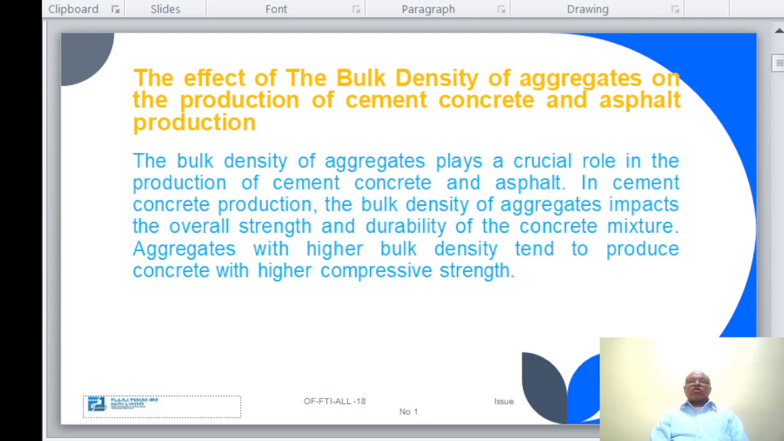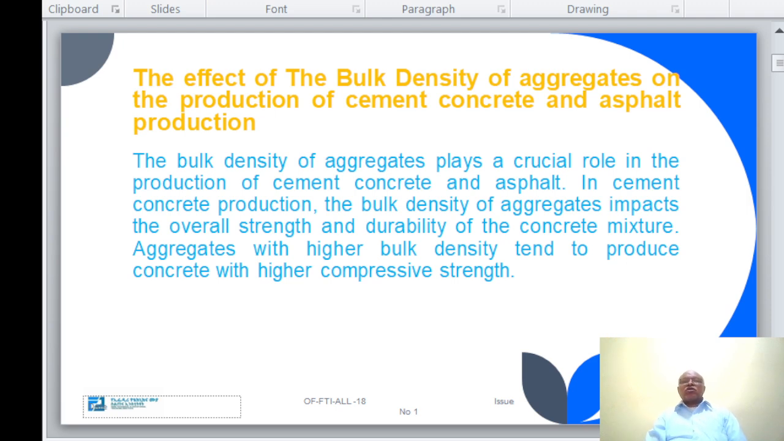The bulk density of aggregate plays a crucial role in both concrete and asphalt production. Let us dive into how these factors affect the quality and durability of these materials. In concrete production, the bulk density of the aggregate influences the overall strength and workability of the mixture. Higher bulk density means more particles packed closely together, resulting in a dense mix with improved strength. A higher bulk density also helps reduce the porosity of the concrete, making it less susceptible to water penetration and increasing its durability over time.